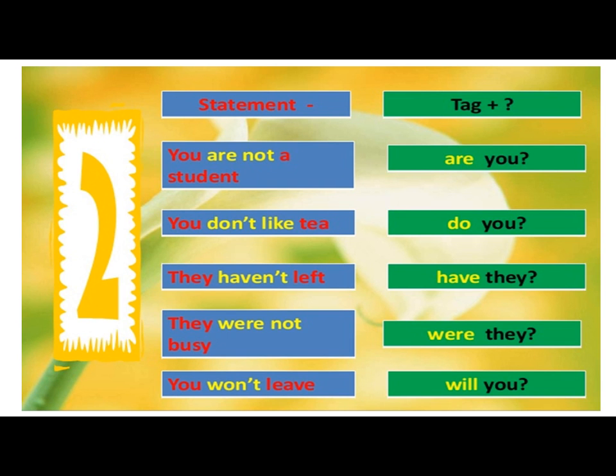Next, the second rule. If we are having the negative statement, surely we will have the positive tag. You are not a student, are you? You don't like tea, do you? They haven't left, have they? They were not busy, were they? You won't leave, will you?